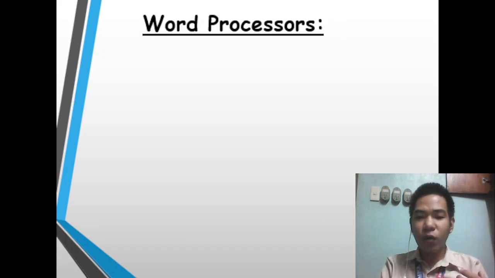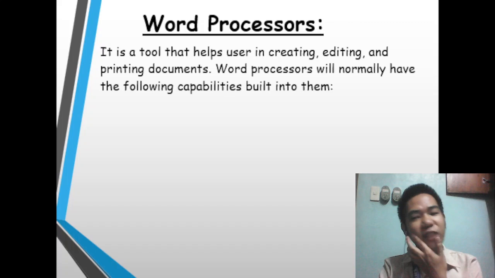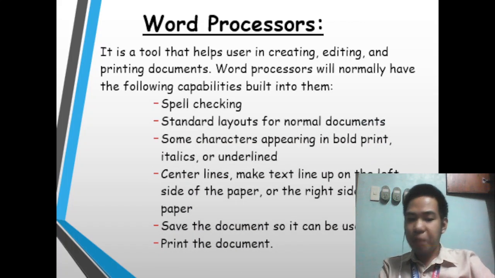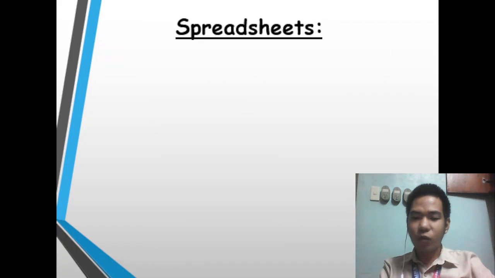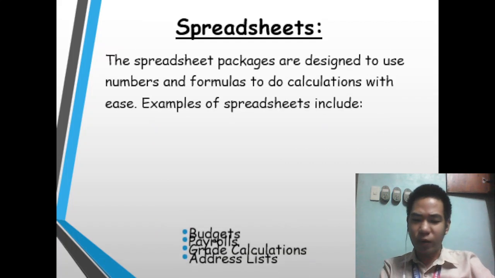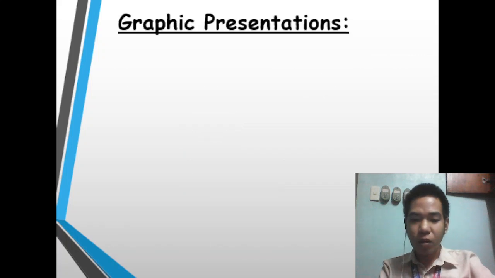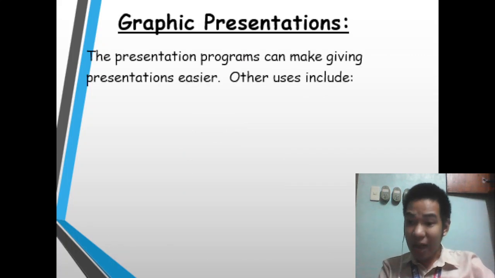Okay. And we also have your word processors. Of course, you're already familiar with this. We have Microsoft Word for this, where you can spell check, use standard layouts for normal documents, and print and save the document. Okay. So basically, you are already well versed with this, so I will no longer elaborate on it. And of course, we have your spreadsheet, your Excel. You're already familiar with this. We use it to compute your grades, but it can also be used to create budgets, payrolls, and address lists. Graphic presentations, which I'm using right now.